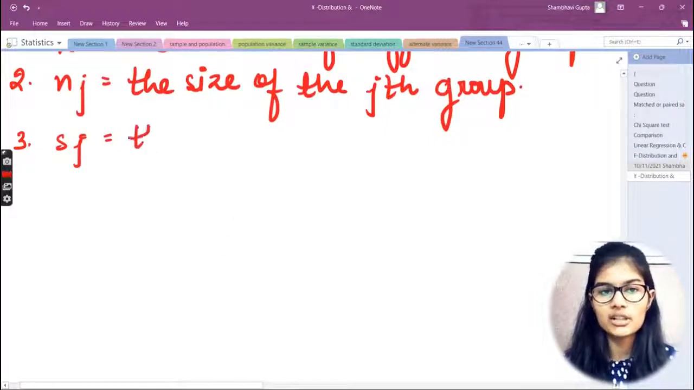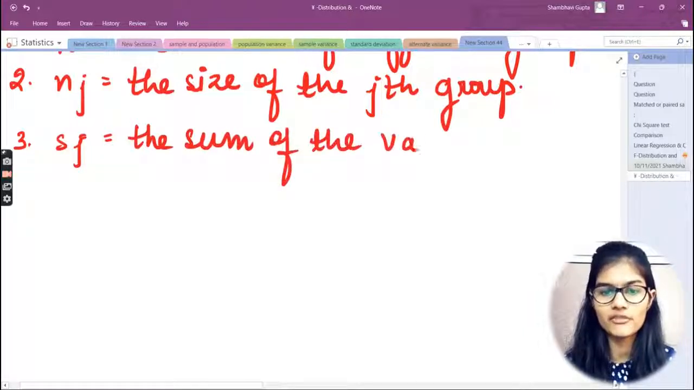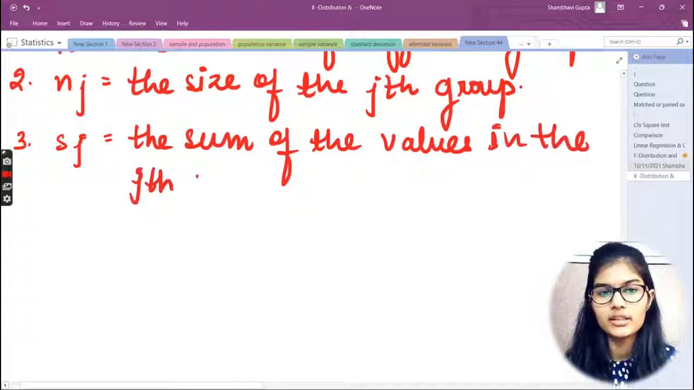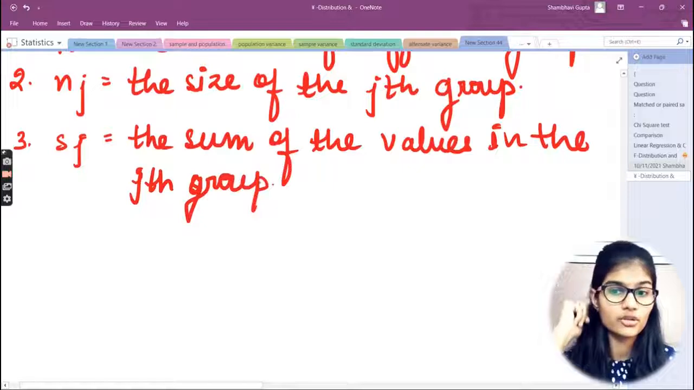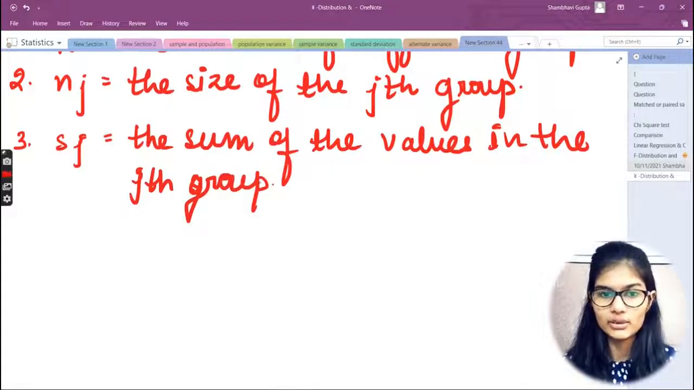What is that actually meaning? So that means the sum of the values in the jth group. So when we talk about n of j, it means the size of the jth group, okay? And when we talk about s of j, it means the sum of the values in the jth group. Fine.